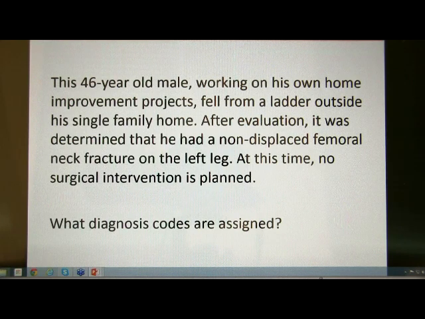So a 46-year-old male working on his own home fell from a ladder. After evaluation, he has a non-displaced femoral neck fracture on his left leg, no surgery planned. They want to know what kind of codes we're going to see for this. So we know that we're going to start with a code for the fracture itself, and then the rest of our codes are really going to be painting the story of what the patient was doing that led to this injury.